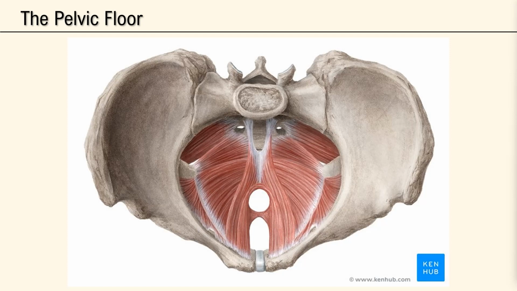The pelvic floor has several openings, including a urethral opening, a vaginal opening, and a rectal opening. These openings allow for the passage of feces, urine, and a baby during vaginal birth. The pelvic floor is important for maintaining bladder and bowel control, sexual function, and supporting the pelvic organs.